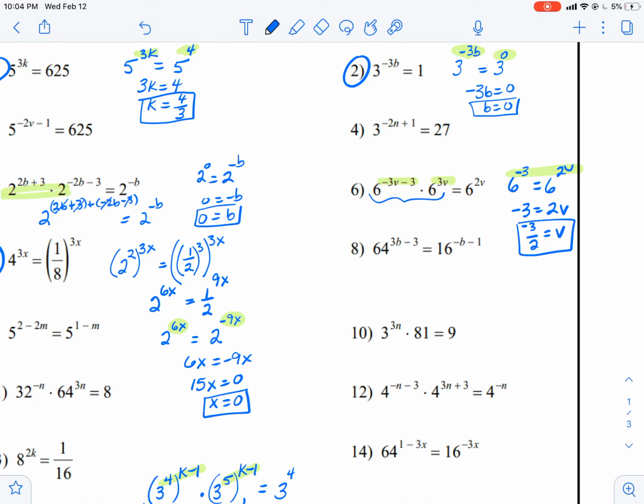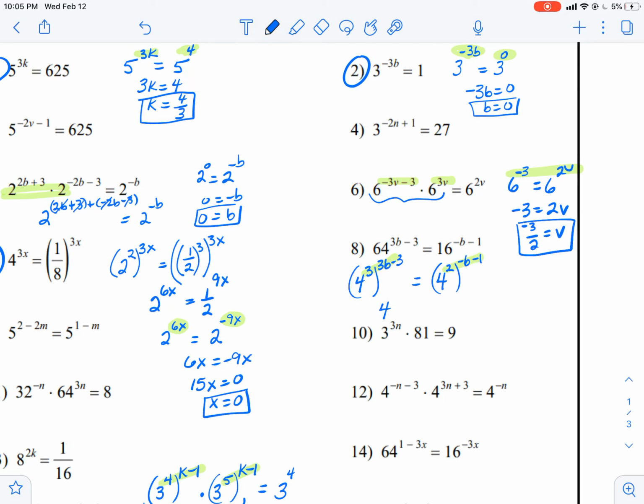So 64 and 16, I cannot, so I always look to the smallest. And can I write 16 as a power to get to 64? And really I could, but it would be a fractional power. So I think the easiest thing would be to rewrite 16 as 4 squared. And that means that I would write 64 as 4 cubed. Okay? And again, they are both to a power. And now I have a power to a power, which says that I need to multiply those two things together.